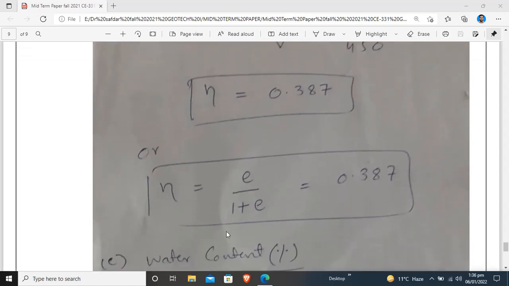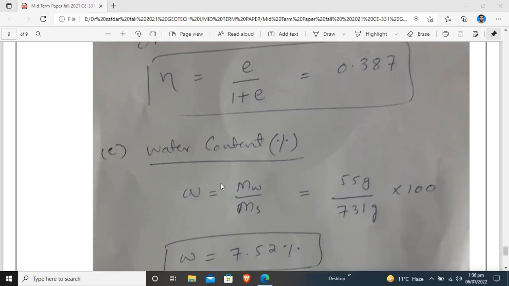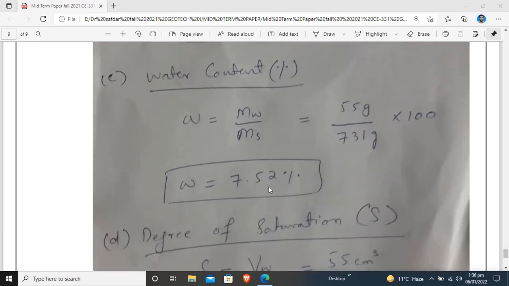Now water content. For water content you have to divide mass of water by mass of solid. So the mass of water was 55 gram, divided by 731 gram, multiplied by 100, which gives 7.52% water content. And this 55 gram we obtained from the density of water, meaning density of water is mass of water divided by volume of water, so we obtain this.